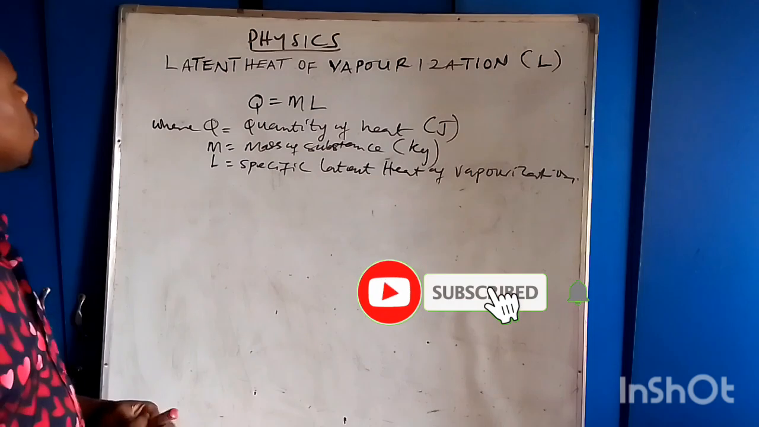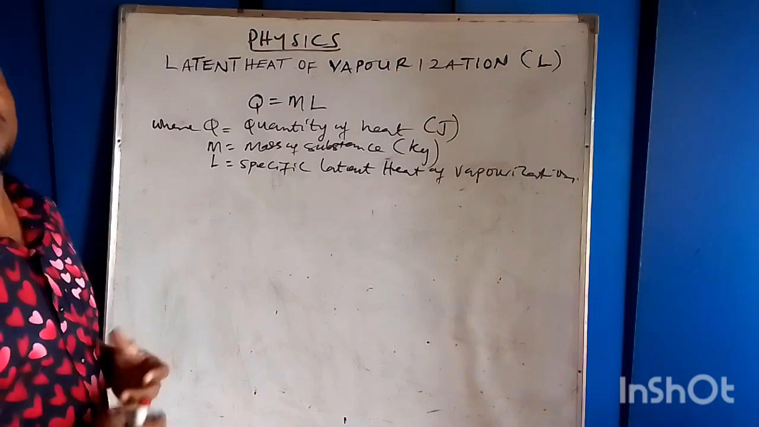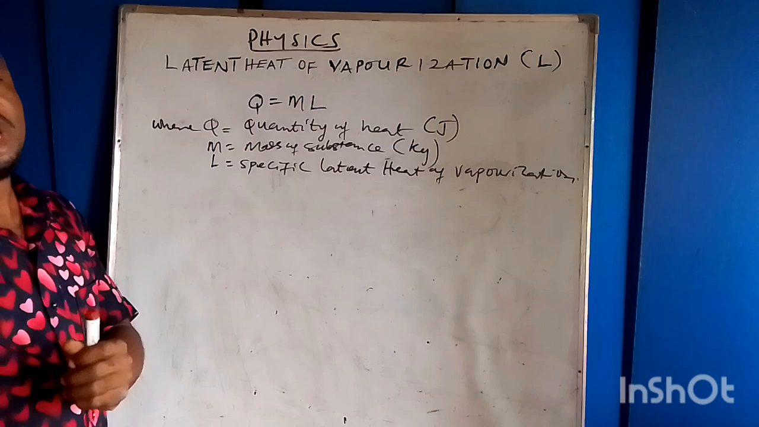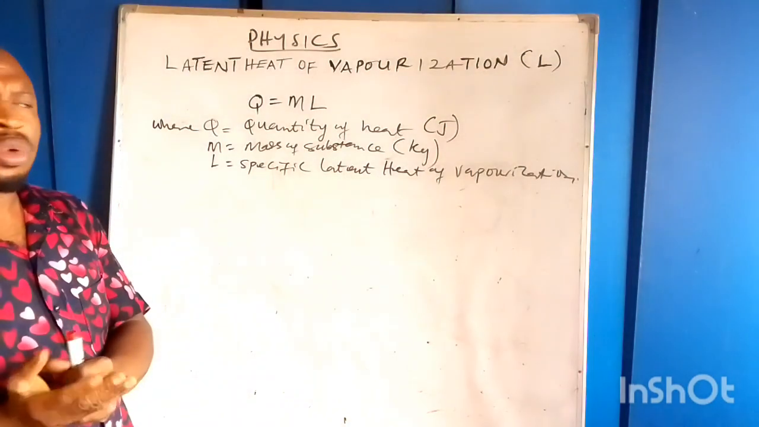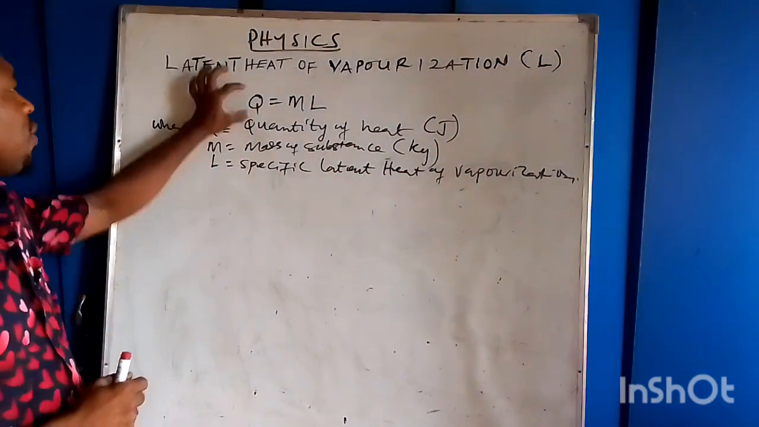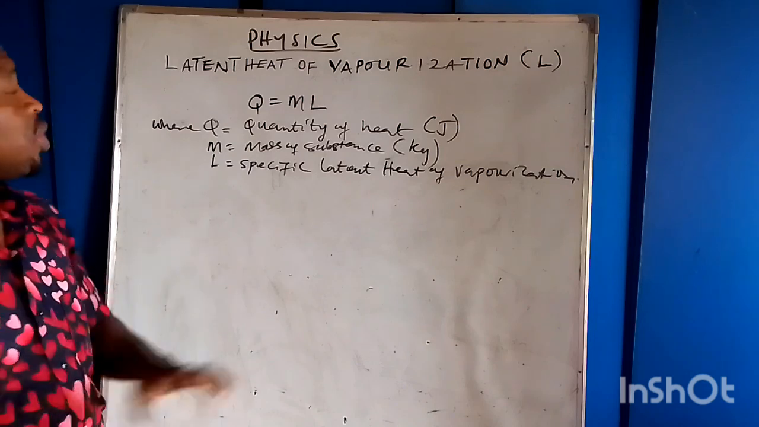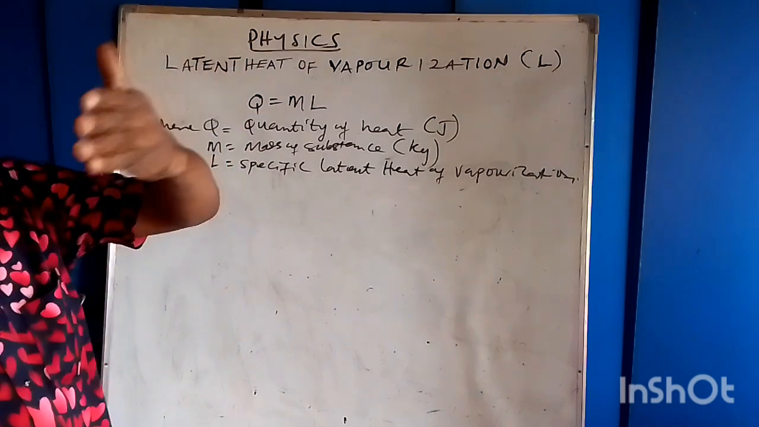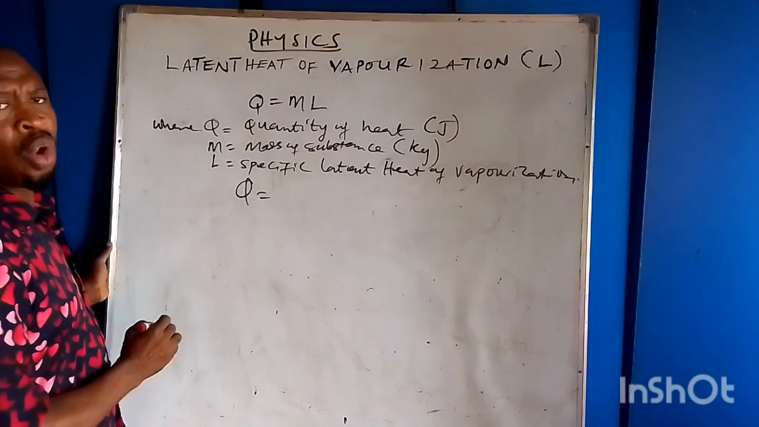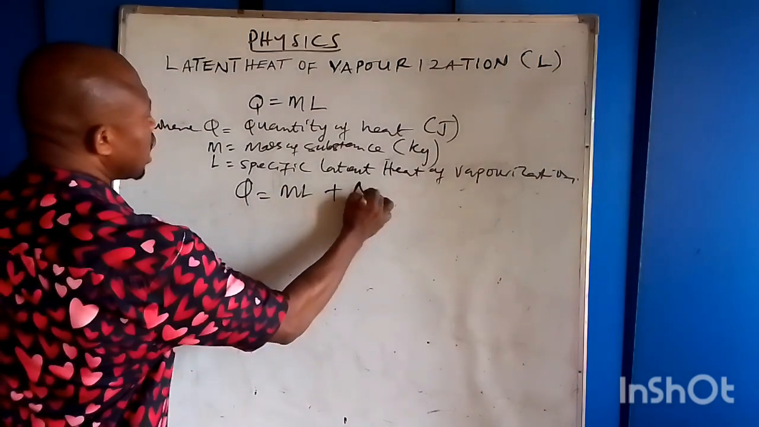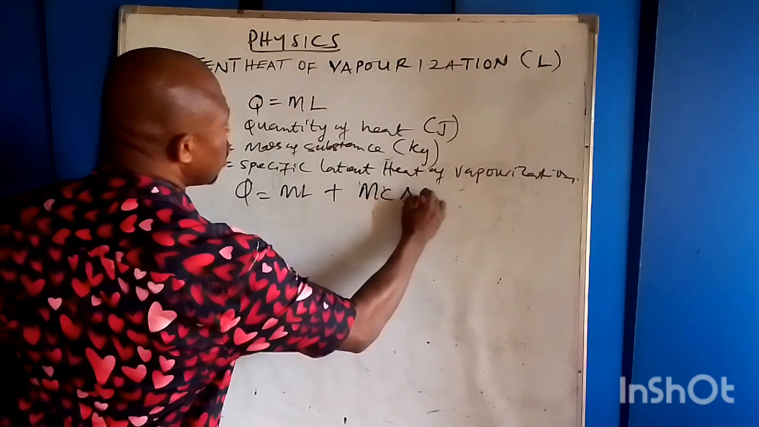Now, assuming steam gives off heat, if it releases a certain amount of energy, it can come back to water. Or water can change from its liquid state into its vapor. Now, the case here is if there is a change in state and also a change in temperature, we now have the quantity of heat is equal to mL plus mc delta theta.